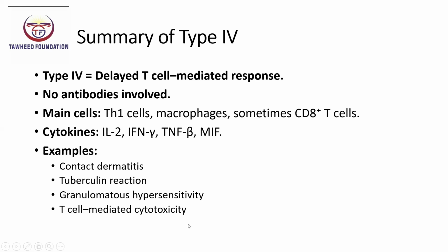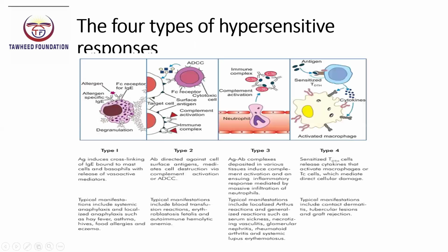So, understanding type 4 hypersensitivity is important clinically as it explains many chronic inflammatory diseases, diagnostic tests, and adverse drug reactions. It also illustrates the critical role of T cells in immune defense and pathology. Next, this schematic representation of the four types of hypersensitivity responses. So type 1 hypersensitivity is also known as anaphylactic or immediate hypersensitivity.